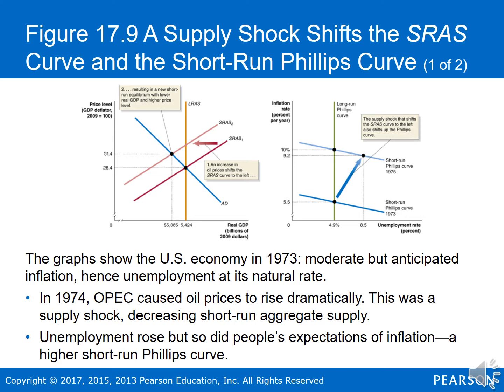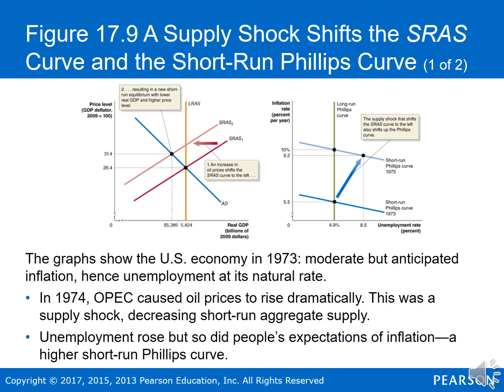The unemployment rate rose, but so did people's expectations of inflation because the price level is increasing due to the supply shock. So we end up with a higher short-run Phillips curve. The short-run Phillips curve, as we see in the panel on the right, shifts to the right or increases. So we have a higher inflation rate and a higher unemployment rate. This is thought to be impossible at this time, and this was really bad. Obviously, this is two bad things happening at once.